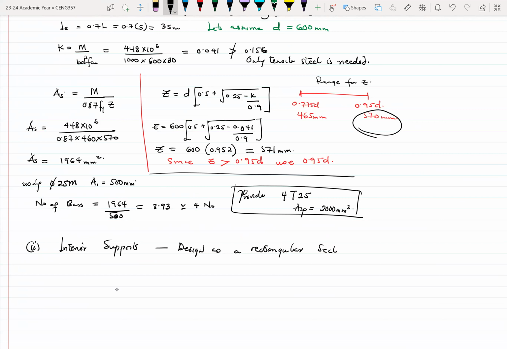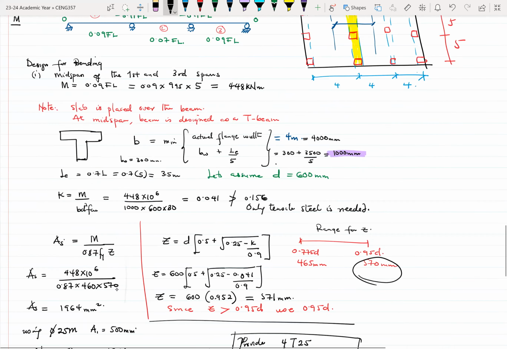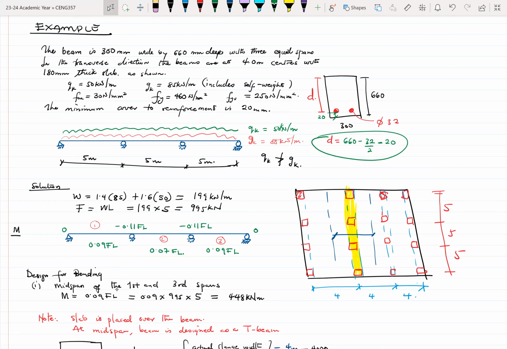I mentioned that at the beginning of the class. All right, so let's find the M. M is 0.11 FL. The negative here just indicates that it is a hogging moment. But usually when you're finding the moment to find your K, you don't indicate the negative, right?